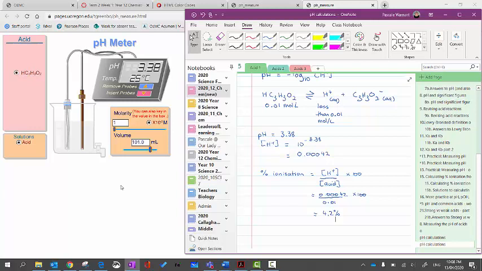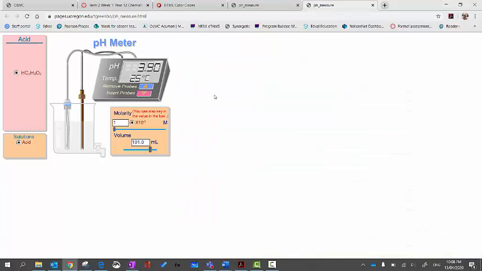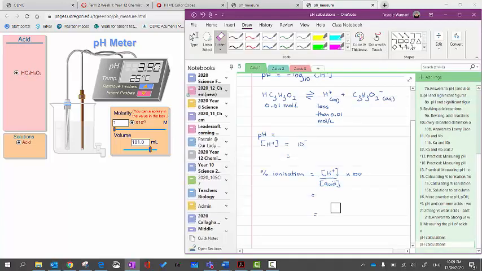Let's find out what happens if we dilute the acid. Okay, I've changed the concentration of the acid. This time it's 1 times 10 to the power of minus 3, so 0.001 this time, and the pH is now 3.9. Okay, so let's go through all of the same calculations and find out what the percentage ionization is now. The pH is now 3.9.